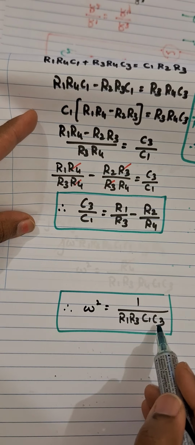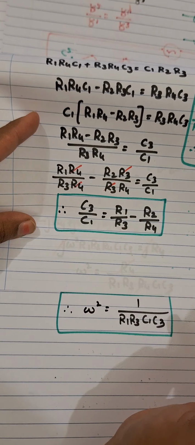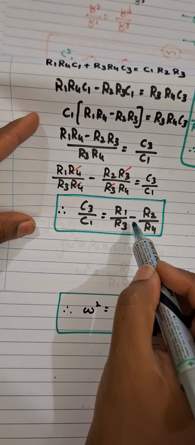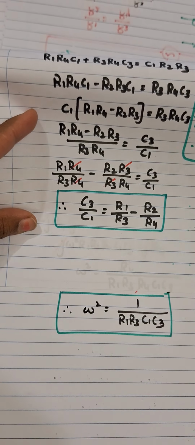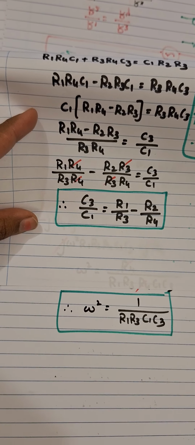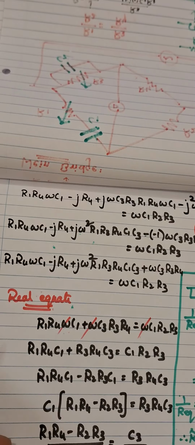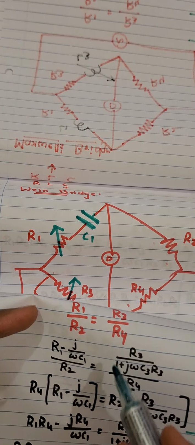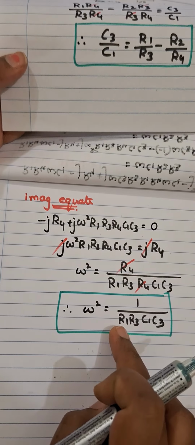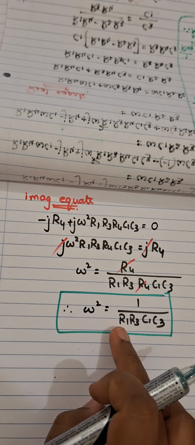And here C3 by C1 is equal to R1 by R3 minus R2 by R4: first leg divided by third leg minus second leg divided by fourth leg. Do something like that to remember the formula. Just remember it, because during problem solving it is not easy to do these two pages of derivation. You derive this, then this, then only you get this formula. Doing this much derivation can waste your time.